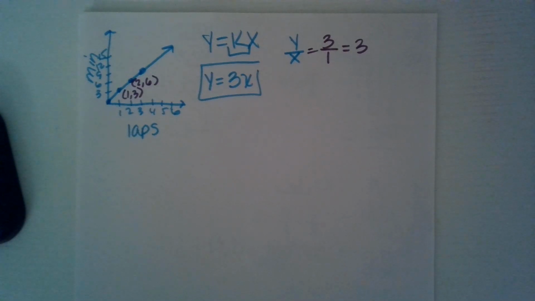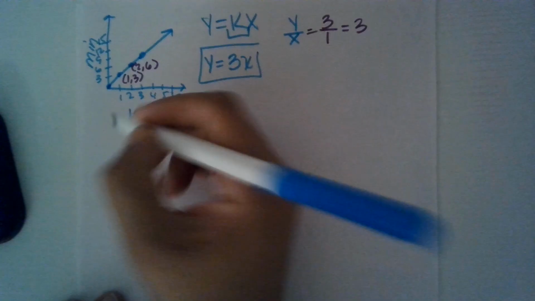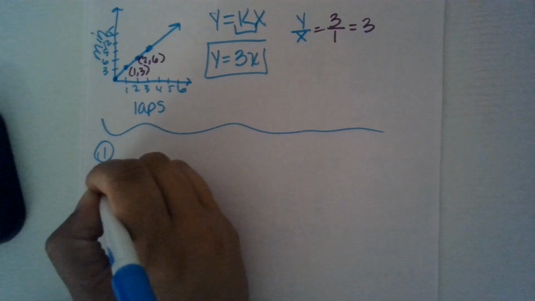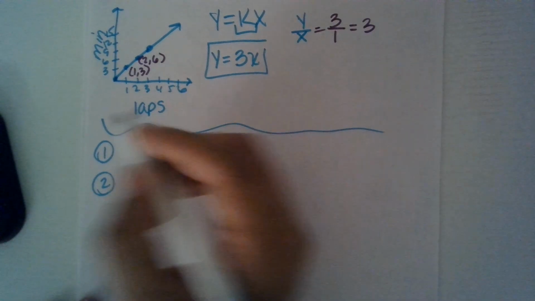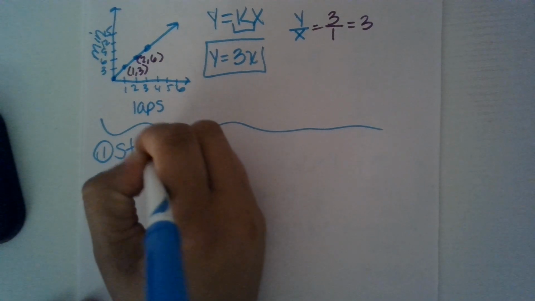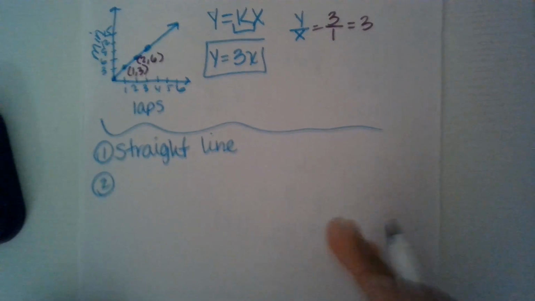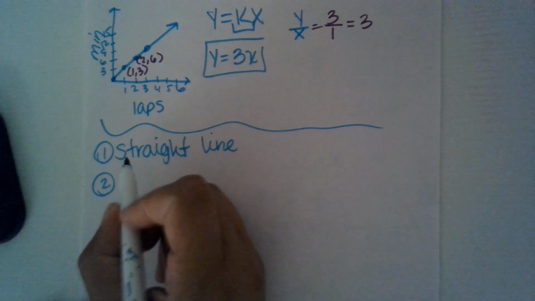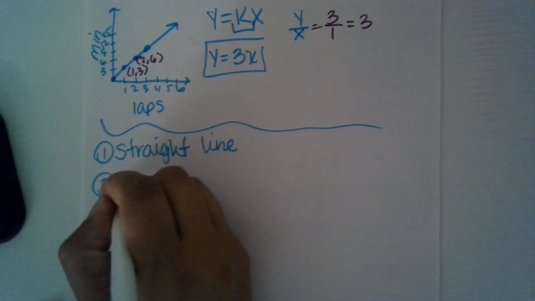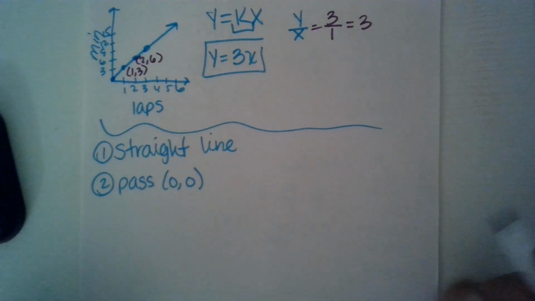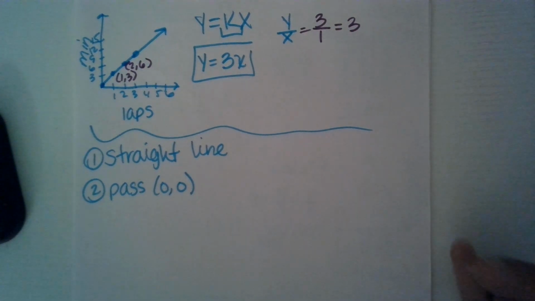Okay. Now, as a reminder for your graphs, what makes a graph proportional? Remember, there are two scenarios. One, it has to be a straight line. It cannot be a curved line. It cannot be jagged and broken up. It needs to be a straight, solid line. And scenario two, it has to pass through the origin at 0, 0. It cannot pass on like 0, 2 or 0, 4. It has to go through 0, 0.